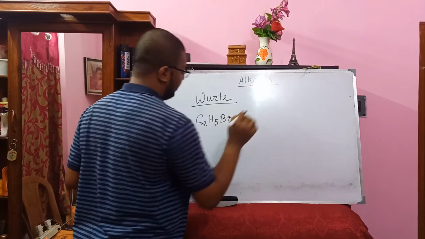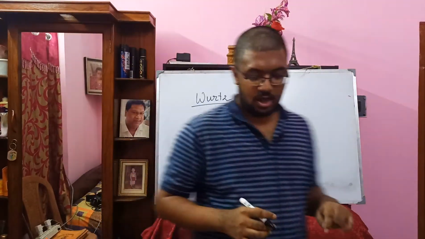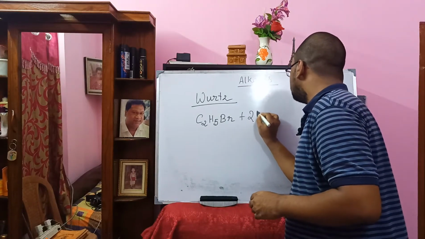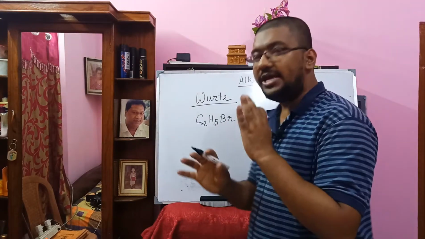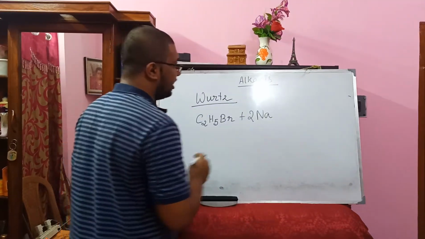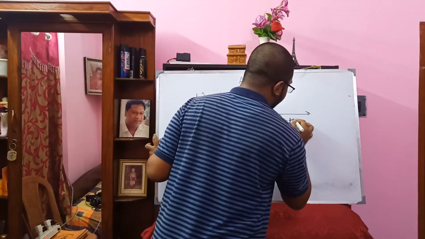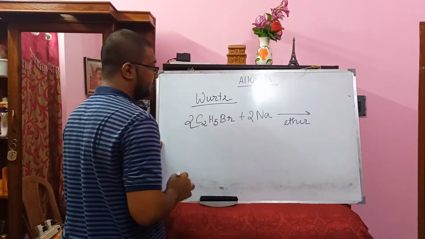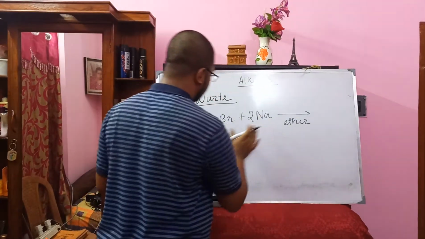Now for this, what you require is to take C2H5Br. For example, you have taken this one, plus you have taken 2 sodium. Now you know sodium is highly reactive, so you have to keep it in an organic solvent, which is ether, dry ether. You take 2 moles of this, and this also 2 moles.